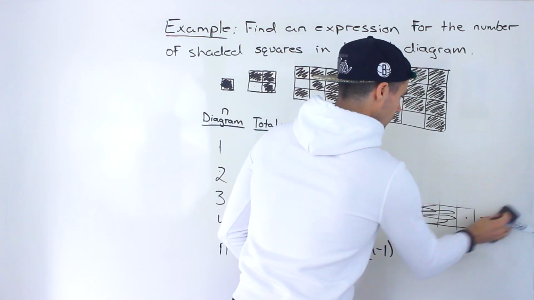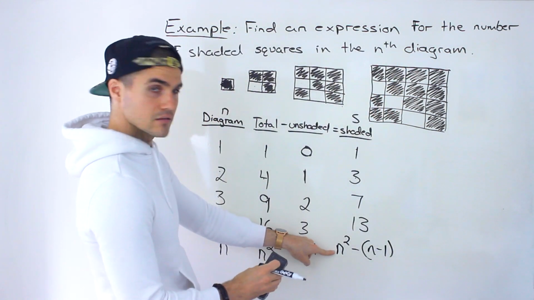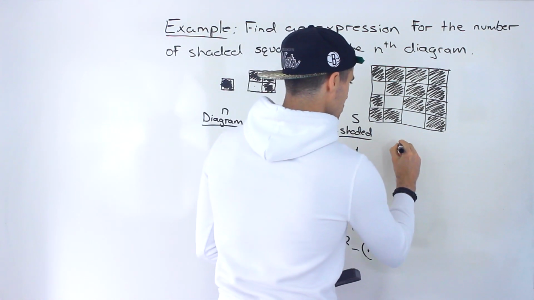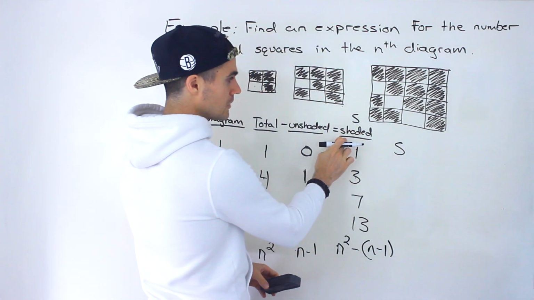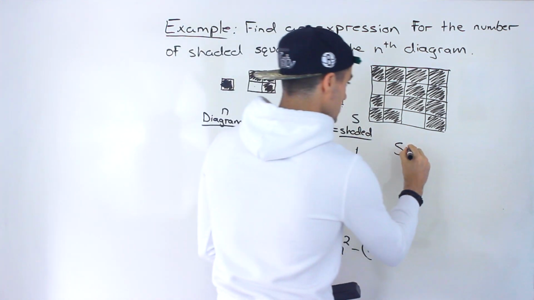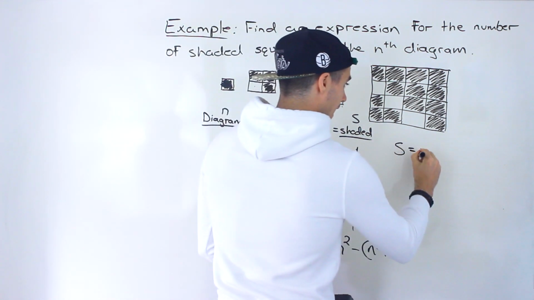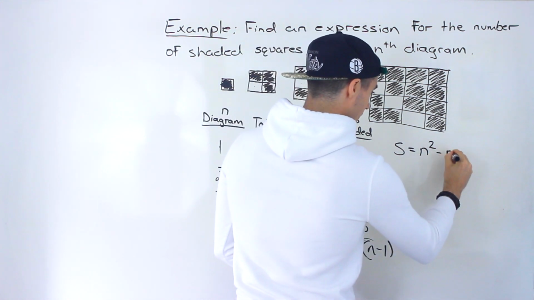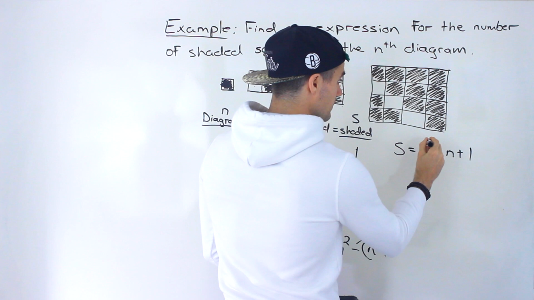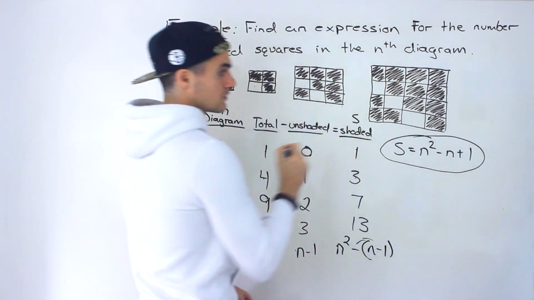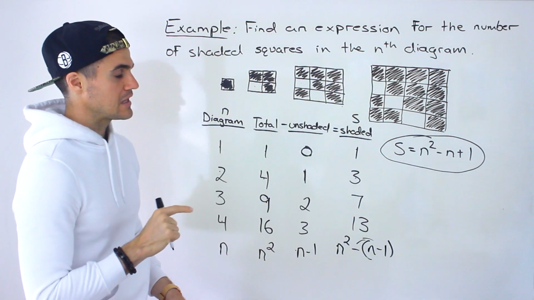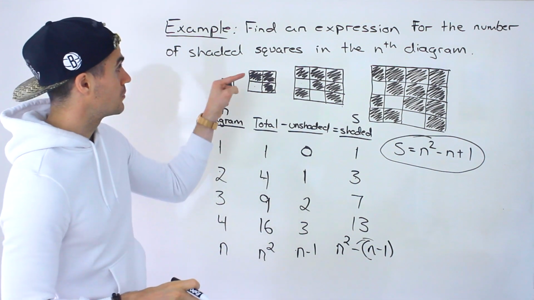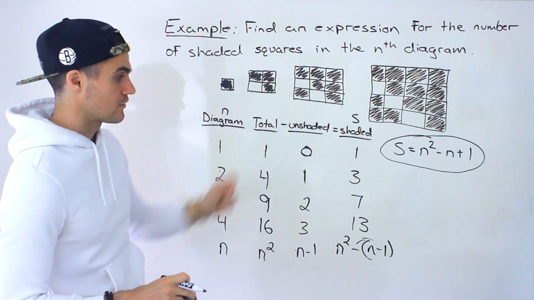Now, notice here, this expression isn't simplified. We could distribute the negatives. So the final expression, S, which we're letting be the number of shaded regions, is going to be n squared, and then when we distribute that negative inside the bracket, we'll have minus n plus 1, like that. And so that right there ends up being the answer. That's the expression for the number of shaded regions in the nth diagram.